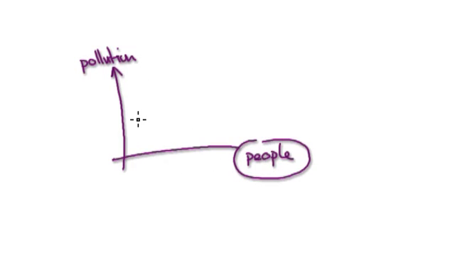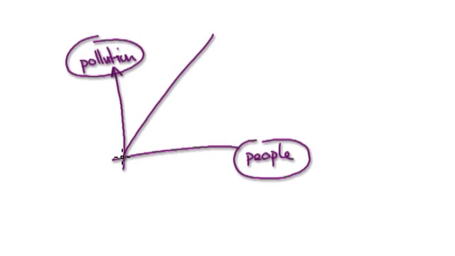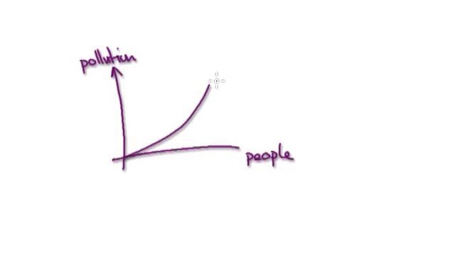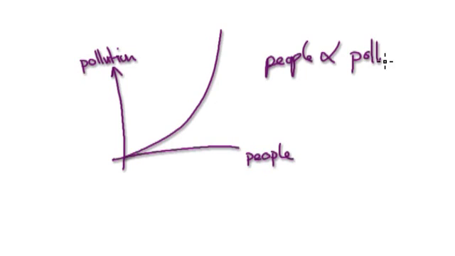The number of people in the city, is that directly proportional to the amount of pollution produced by the city? Okay, it may be a straight line relationship here. It may be this, or it could be something like this. If it's like this, then you cannot say the amount of people is directly proportional to the pollution produced.